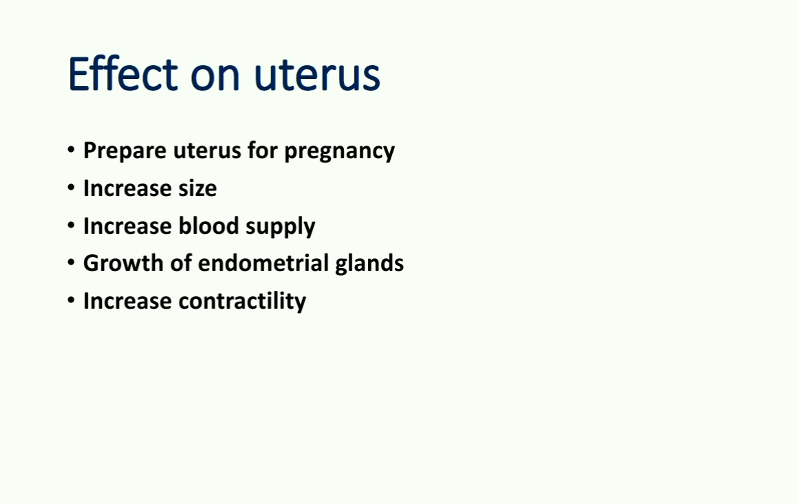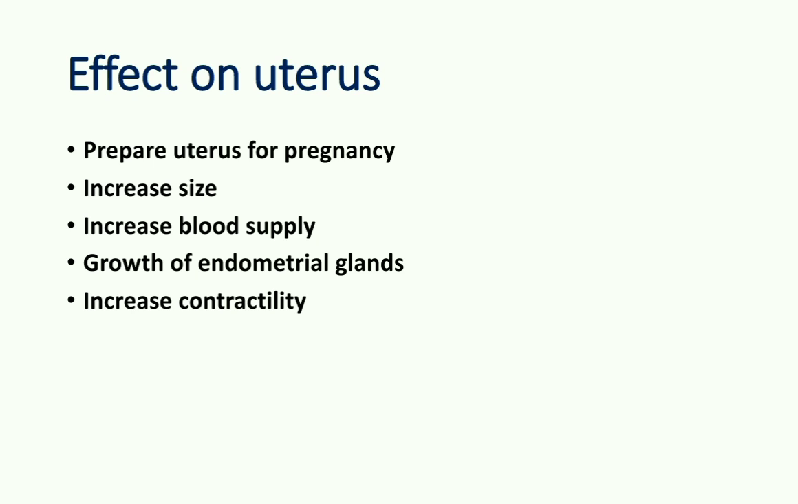Then what are the effects on the uterus? Estrogen prepares the uterus for pregnancy. All the changes are towards preparing the uterus for pregnancy by increasing its size, blood supply, and the effect on endometrial glands. Estrogen also increases the uterine contractility.